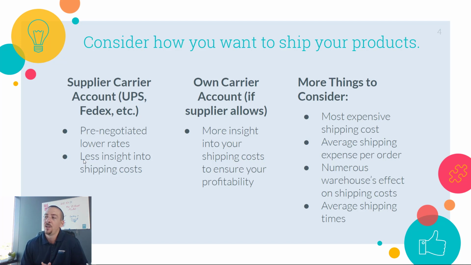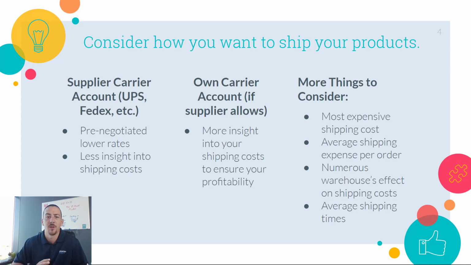So ask that. Average shipping expense per order, another very important thing to consider. Numerous warehouses could affect the shipping costs. So you have suppliers that have warehouses all across the country, or might only have one warehouse. You never know. Ask that question. And then the average shipping times as well. So if you want to stay competitive with shipping costs, it's important to know that shipping costs could give you the biggest hit.